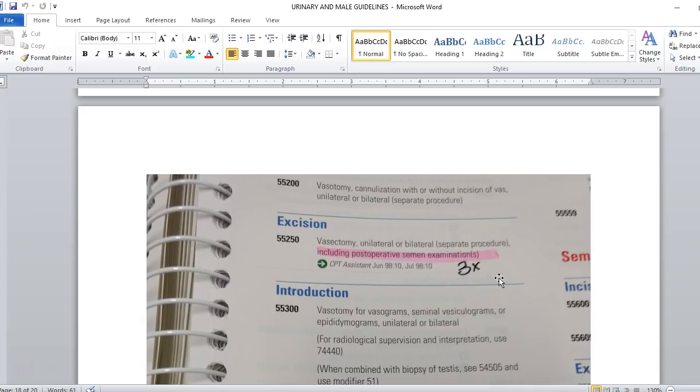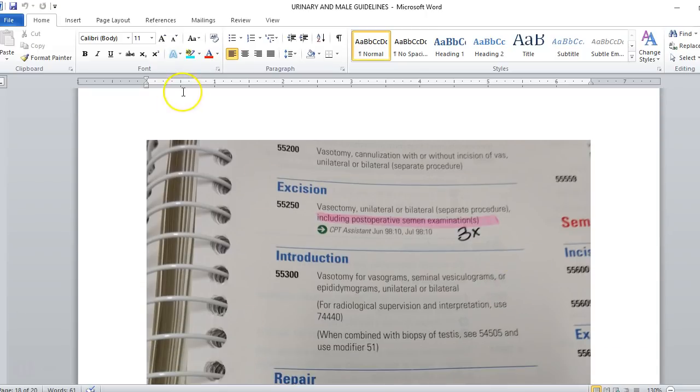And then we get to the vas deferens itself. So the vas deferens is, again, that connection between our epididymis and our, I should say, the male urinary system. It is the direct connection between the two. So although you can't see it up here, that's what the vas is. So here's what's interesting. When we do a vasectomy, again, unilateral or bilateral, it includes postoperative semen examinations. It includes 3 of them. That's why I put 3 times.